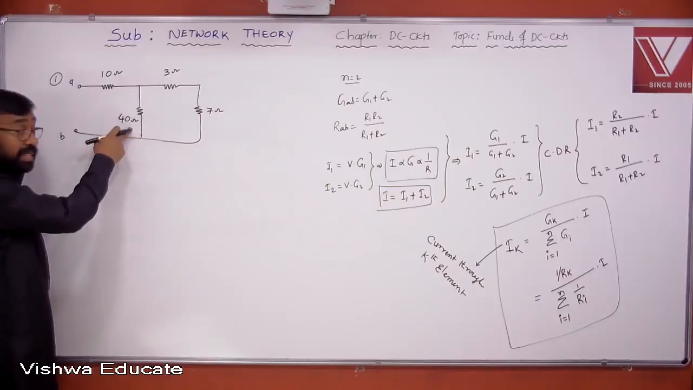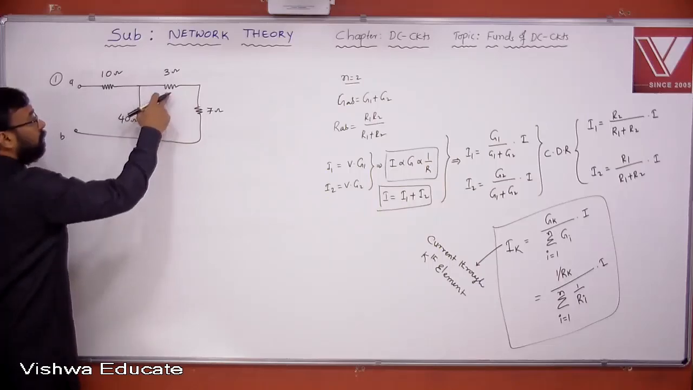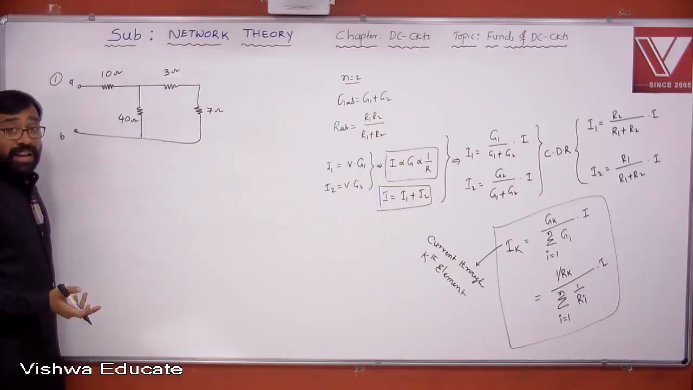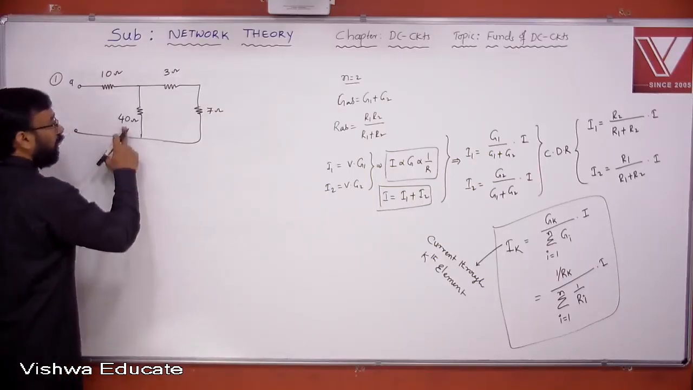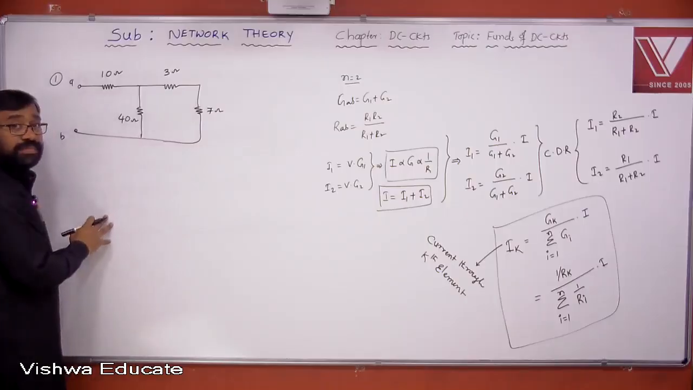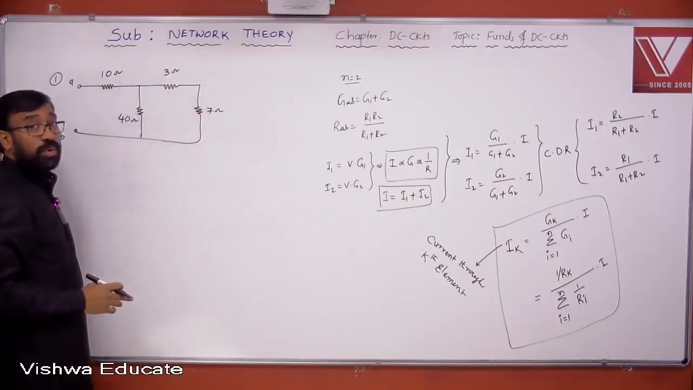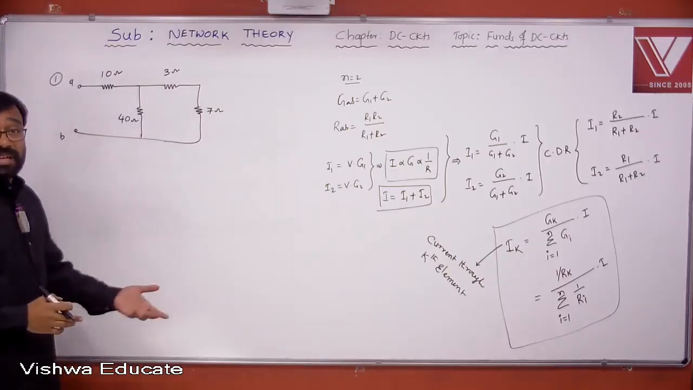Let's come back again. How are these two elements, 40 and 3, connected? Series? Parallel? We'll come back to that again. How are 40 and 7 connected? How are 3 and 7 connected? I think most of you can easily answer 3 and 7. No doubt they are in series.